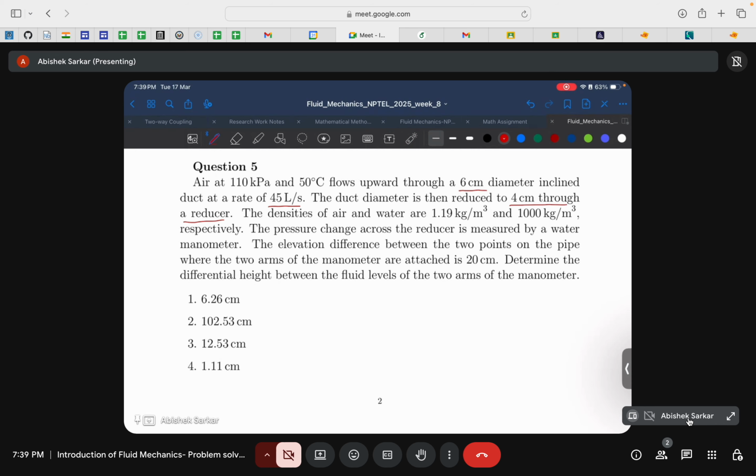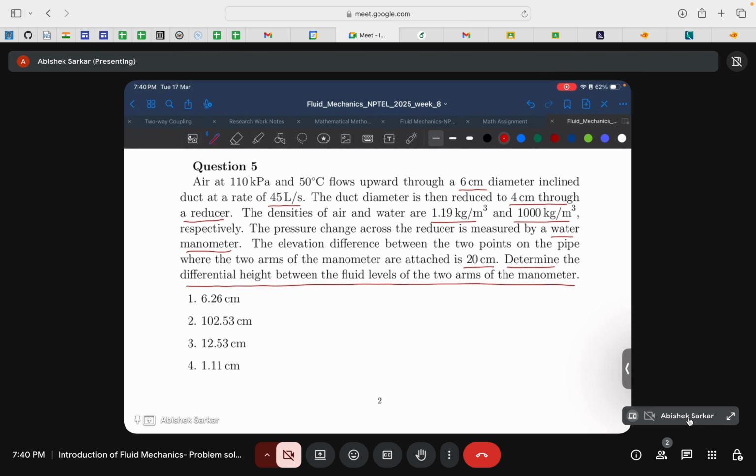Densities of air and water are given to be 1.19 kg per meter cube and 1000 kg per meter cube respectively. Pressure change across the reducer is measured by water manometer. So your manometric fluid is water in this case. The elevation difference between the 2 points on the pipe where the 2 arms of the manometer are attached is 20 centimeter. Maybe when we look into the diagram, it will be much clearer. So basically, there is an elevation difference between the 2 points. So the potential heads are now not equal. So there would be a difference between the 2 points. Determine the differential height between the fluid levels in the 2 arms of the manometer. So you need to find the height deflection in the manometer.